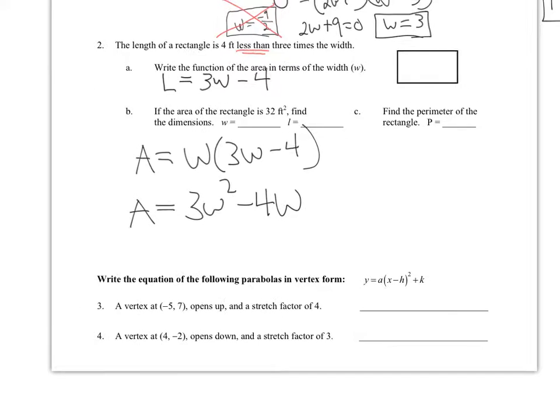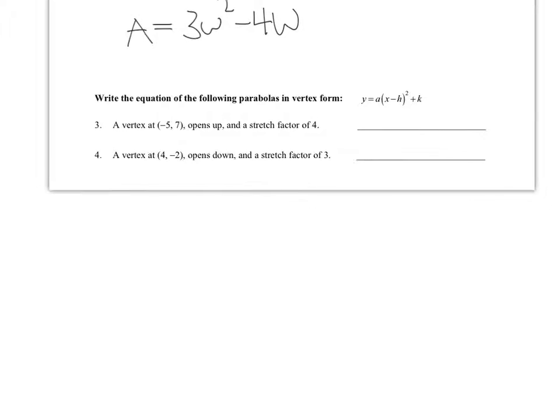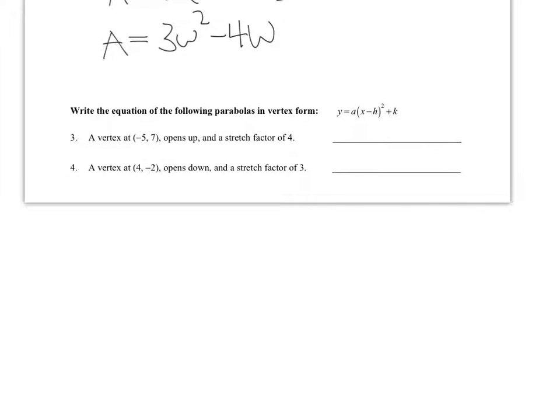All right. This one we did not have. This is not on the notes, so don't worry about that one.